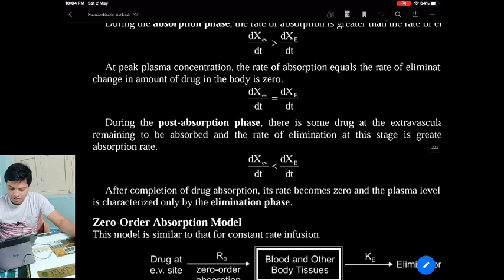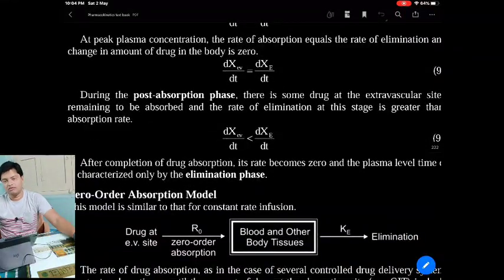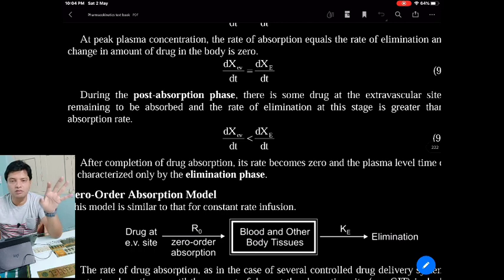After completion of drug absorption, the rate becomes 0. Finally, when we go to the elimination phase, as time passes, the rate of absorption of the drug will be 0, because there will be no further drug remaining in the formulation to get absorbed.